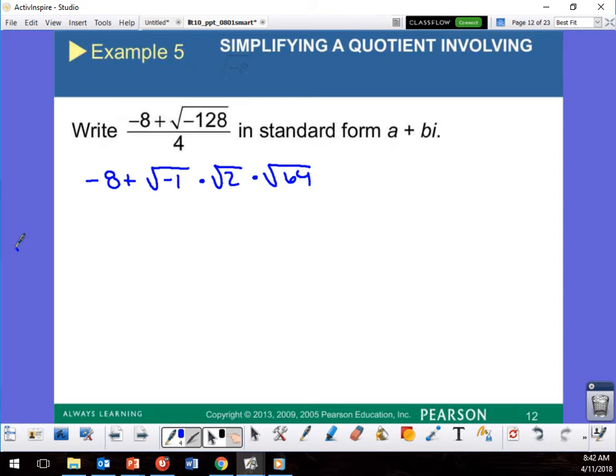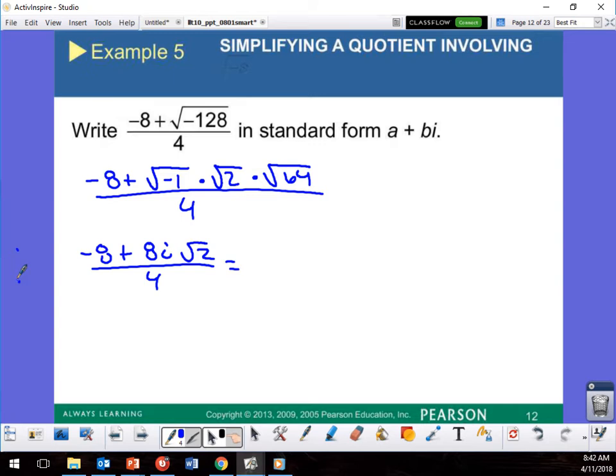So all this right here is going to be over 4. Now, this little piece, let's rewrite. It's going to be negative 8 plus 8i. Anything left? Square root of 2 over 4. There we go. Now you have to break it down, right? Now I separate it.